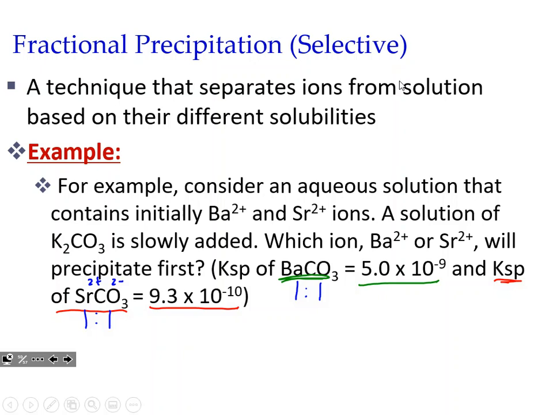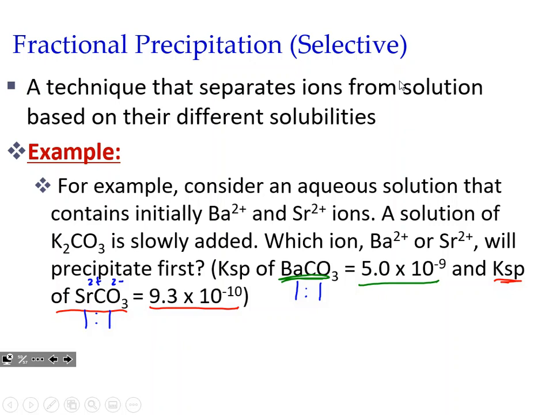That means when it does have the same ratio of ions, you can directly compare the KSPs. So KSP of barium carbonate is 5 times 10 to the minus 9. Strontium carbonate is 9.3 times 10 to the minus 10. Which one is the smaller one? The strontium carbonate. So which one's going to precipitate first? Which one has the lower solubility? The strontium carbonate has the lower solubility.